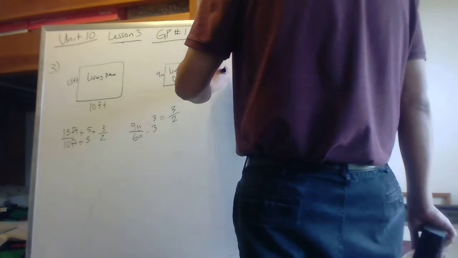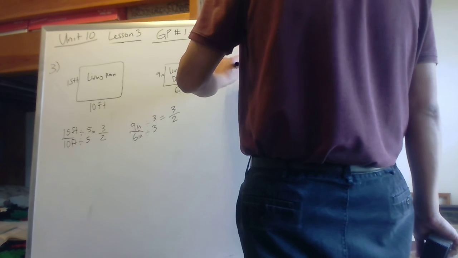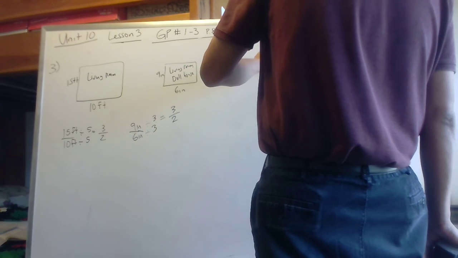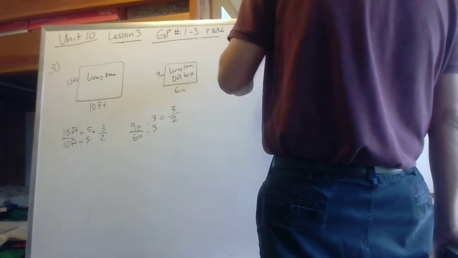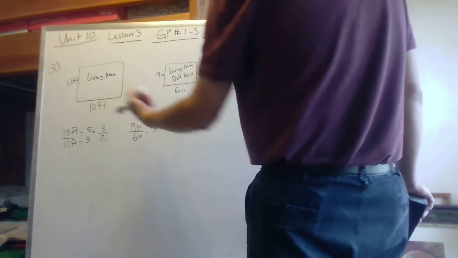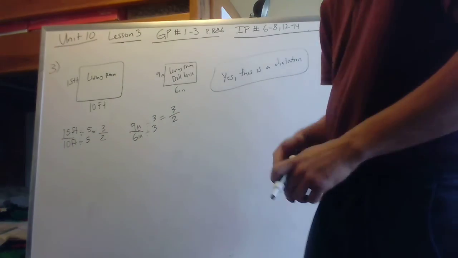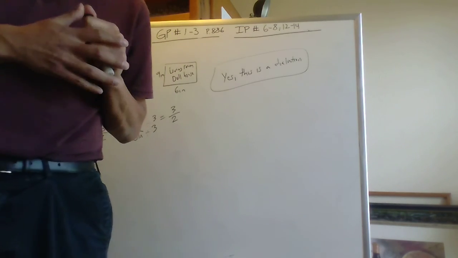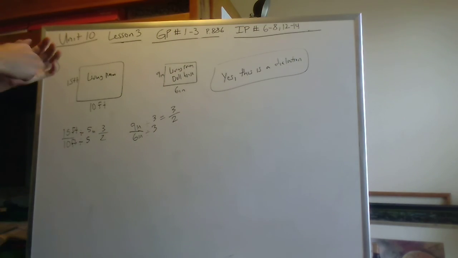So yes, this is a dilation. And it's because we have the same ratios when we reduce the fractions. Okay, so that ends the guided practice portion of this lesson of Unit 10, Lesson 3.